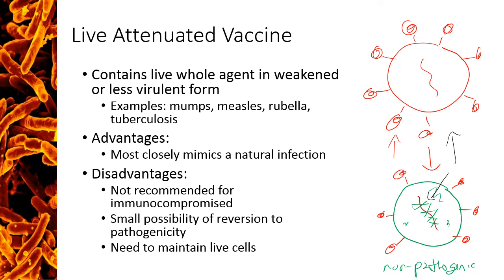Examples of these are the MMR vaccine, which is the measles, mumps, and rubella. TB also has a vaccine, although it's not the best vaccine in the world, but there is a vaccine for TB that is also a live attenuated version.